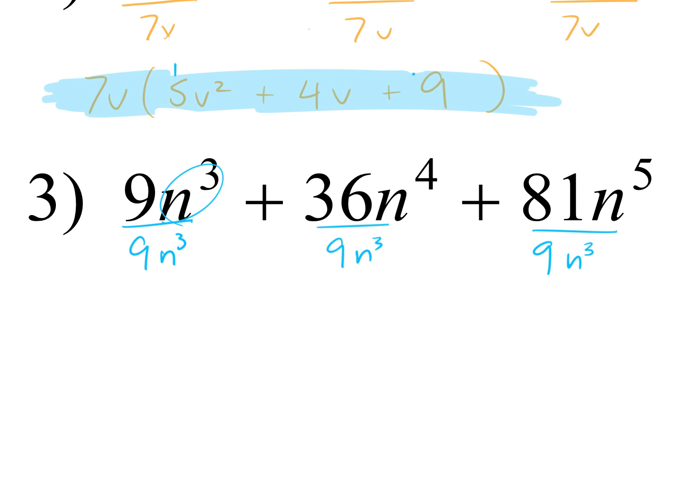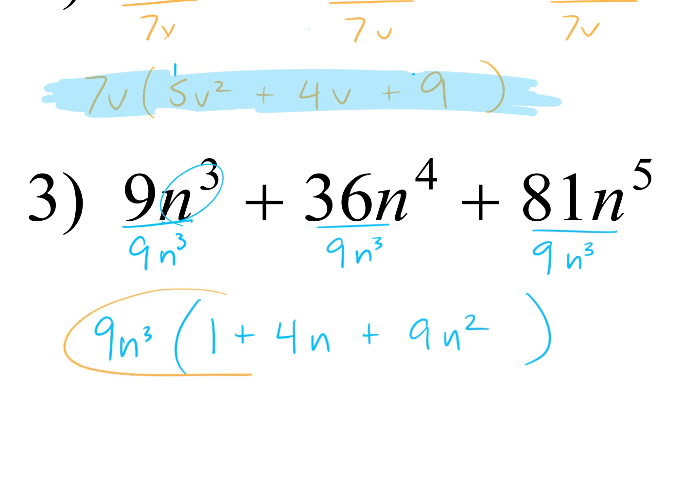So when we take out 9n cubed, we write that on the outside. What are we left with? 1 plus 4n plus 9n squared. Awesome. 1 plus 4n plus 9n squared. Can we factor this? Does it factor anymore? No. So this would be our final answer.